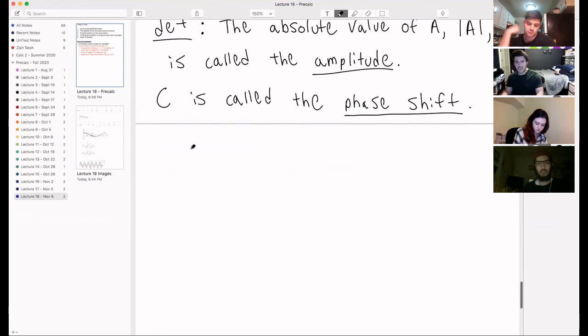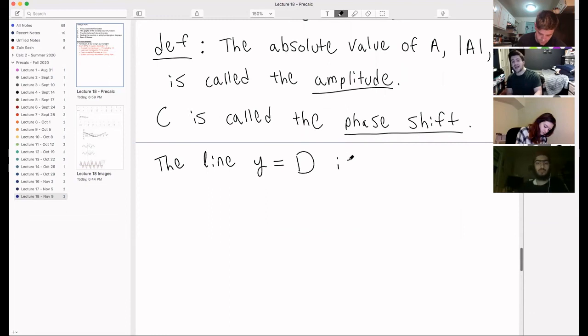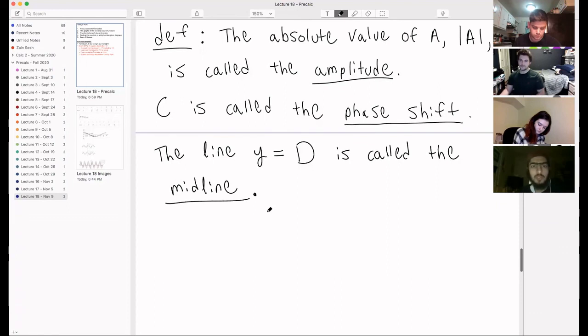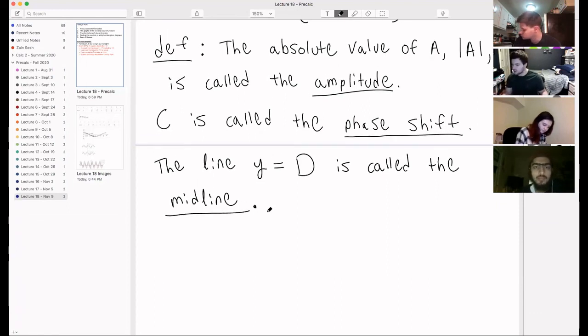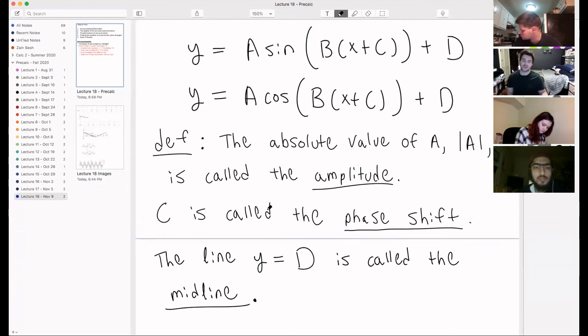And then last, the line y equals D is called the midline. So that's kind of the terminology that's attached to the transformations of sine and cosine, all right?